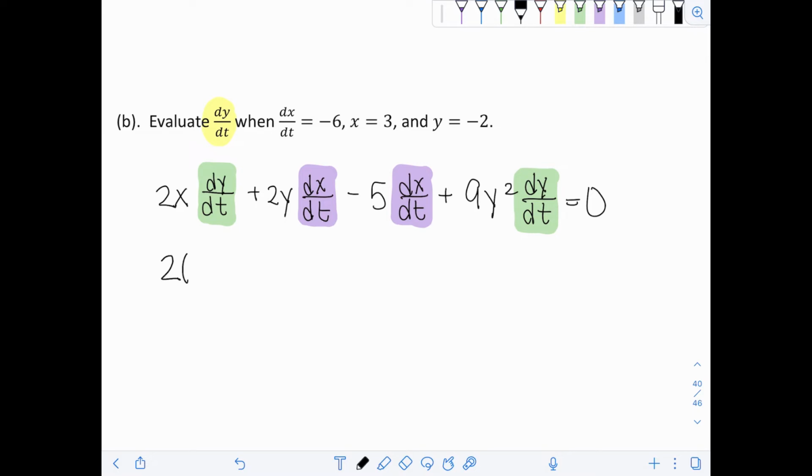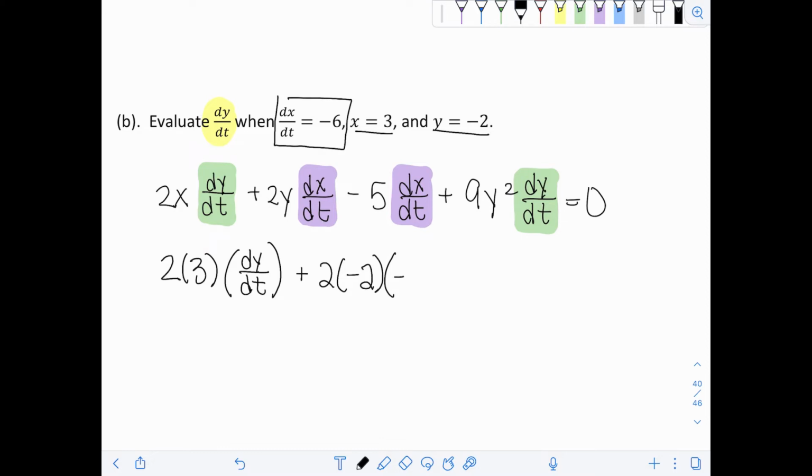2 times x, we're given that x is 3, times dy/dt, this is the thing we're looking for, so I'm just going to leave that as dy/dt, plus 2, y is negative 2, times dx/dt, which we are given. dx/dt is equal to negative 6, minus 5, dx/dt again, it's negative 6, plus 9y squared, times dy/dt, which again I'm going to leave alone because that's what I'm looking for.